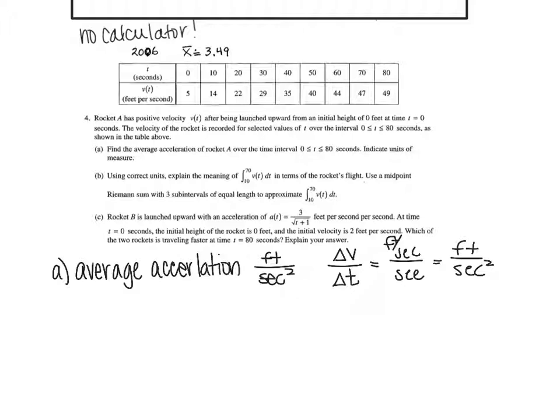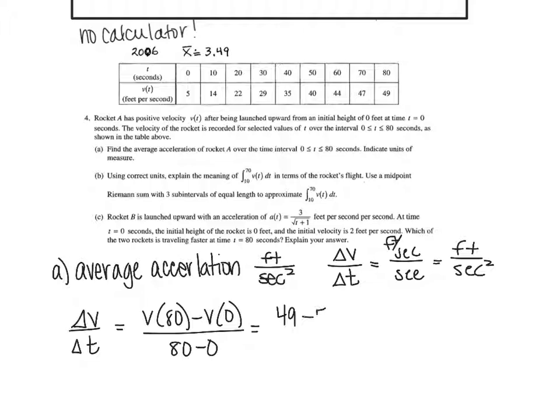So we need to do change in V over change in T. And since it's over the time interval from 0 to 80, we're going to do V of 80 minus V of 0 over 80 minus 0. And this comes straight from the table. 49 minus 5 over 80 gives us 44 over 80, which reduces to 11 over 20. Don't forget to put your units on your answer, feet per second squared.